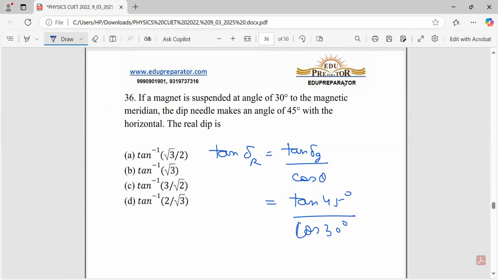So this is given to us tan 45, or beta that this is given cos 30. So if you simplify, right, this is 1 and this is root 3 by 2, right? So 2 by root 3 tan inverse will be the answer.